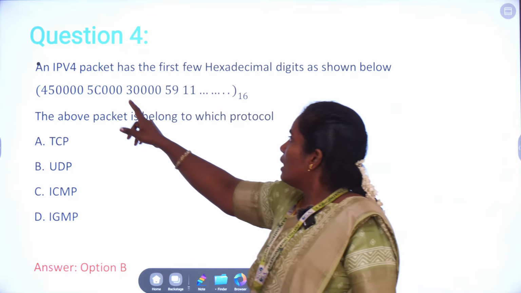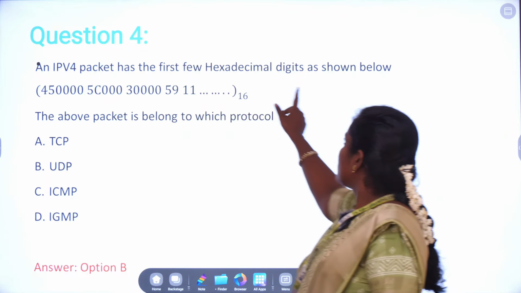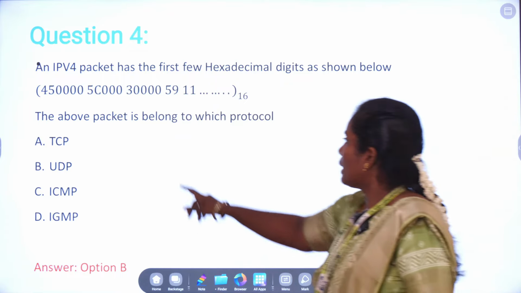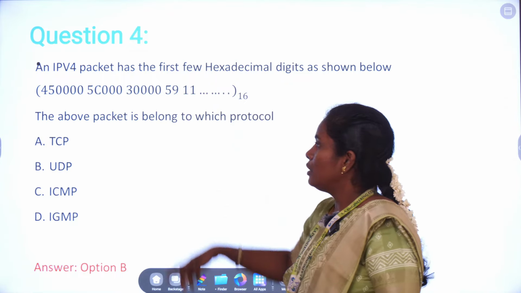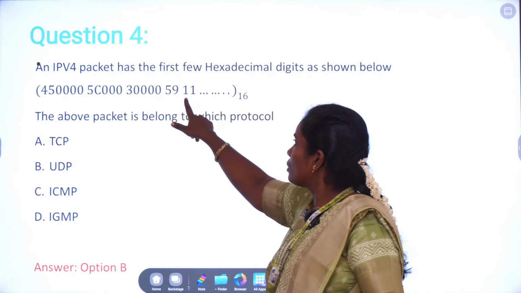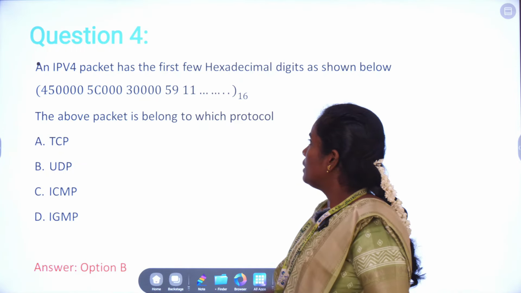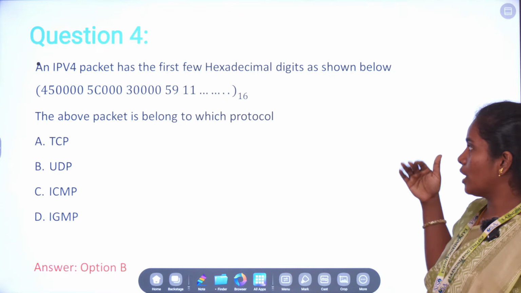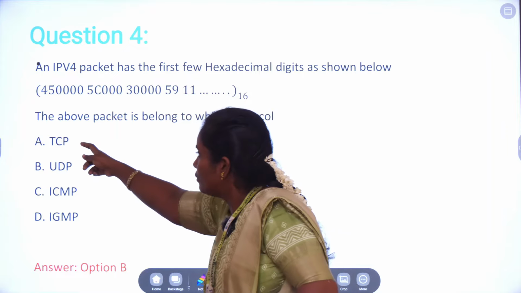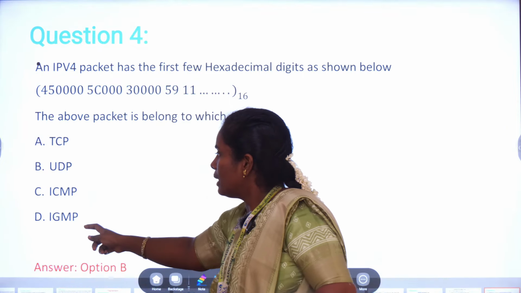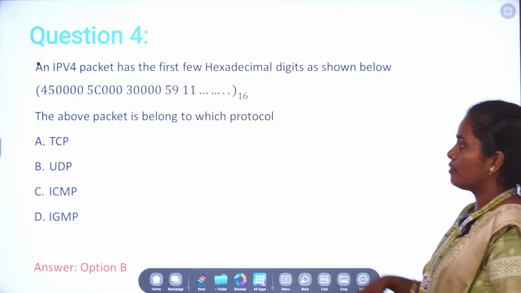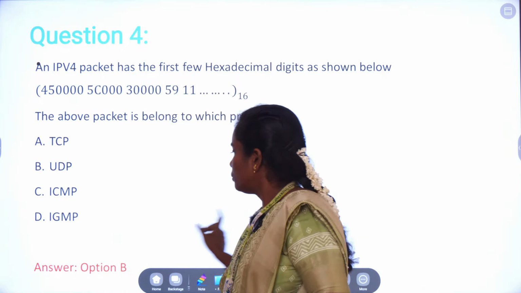Next question, an IPv4 packet has the first few hexadecimal digits as shown below. Similarly, the same value is given. The above packet belongs to which protocol? We know that after the TTL, we have the protocol. The protocol is given as 06 in hexadecimal. We have to convert it to decimal, and then based on this protocol number we can find TCP, UDP, ICMP, or IGMP. We know that TCP is 6, UDP is 17, the protocol number for ICMP is 1, and IGMP is 2.